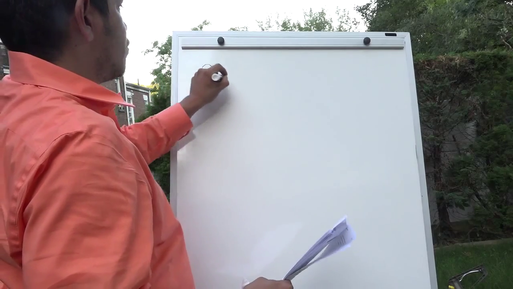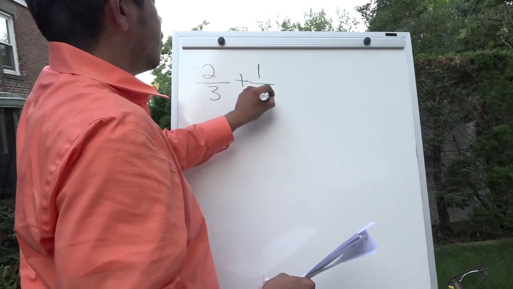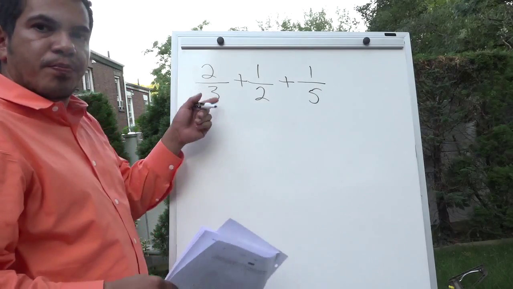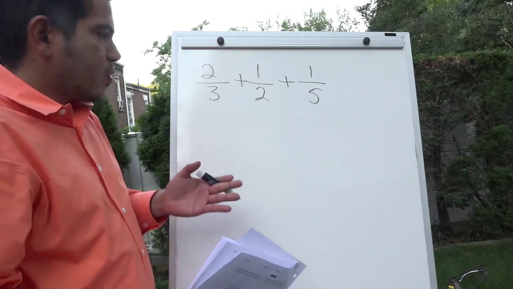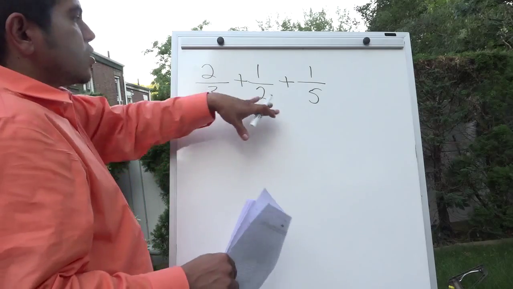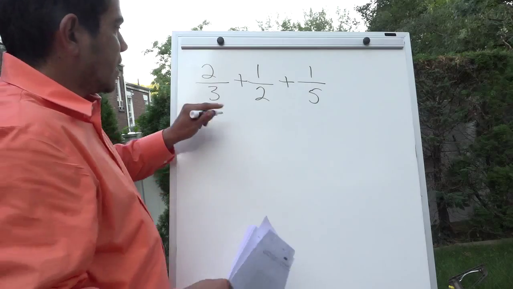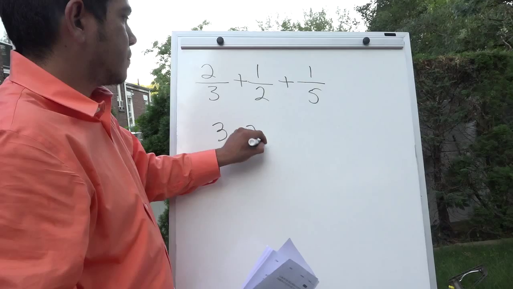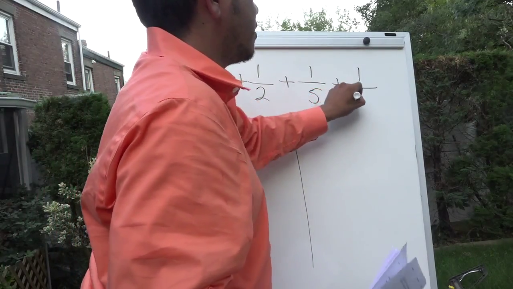For example, if you have 2/3 plus 1/2 plus 1/5, and you're supposed to add this, the first thing that we do is we find the lowest common denominator, or also called the minimum common multiple. Let's call it LCD, lowest common denominator. This is my method. It's called the method down to 1. So you take all the denominators, the bottom part of the fraction, right? And you know what? Let's add 1/4 over here just in case.